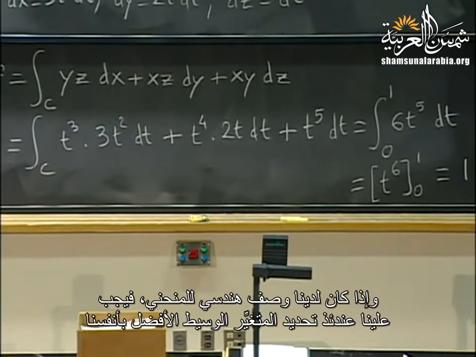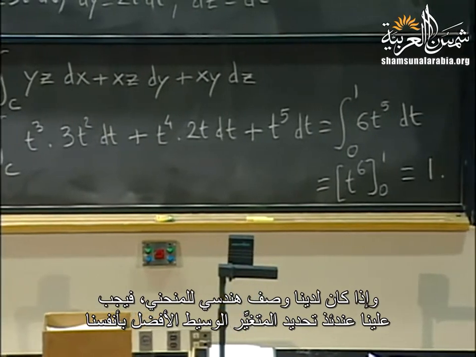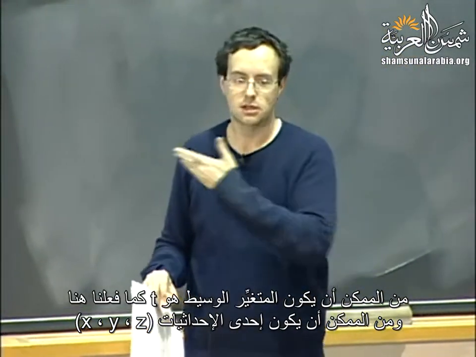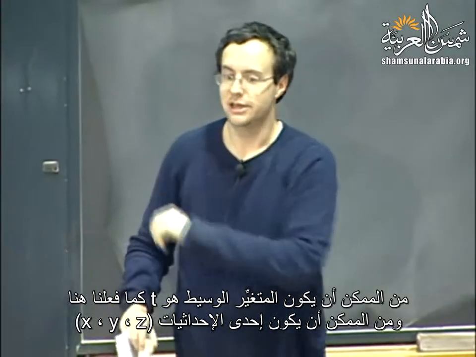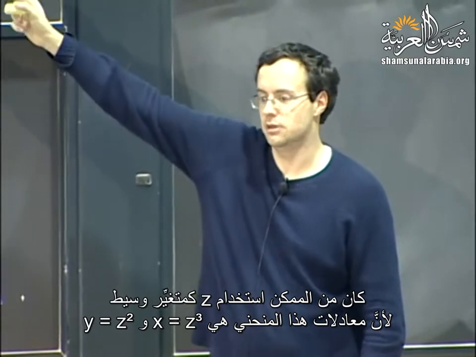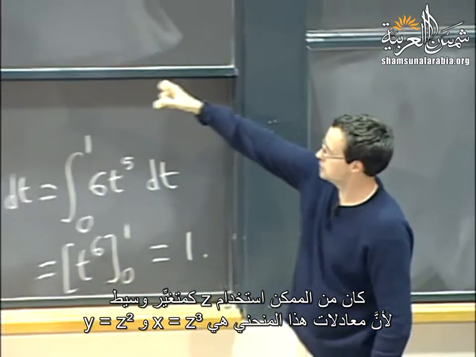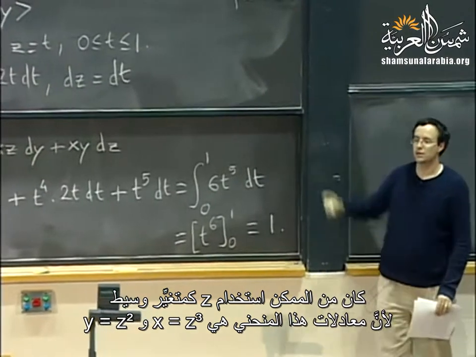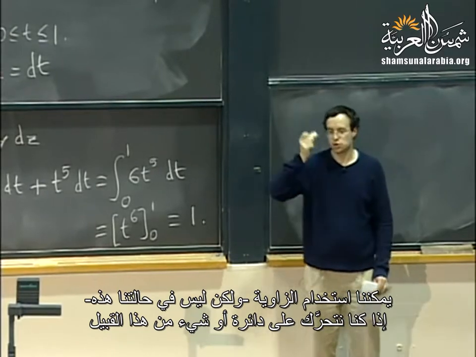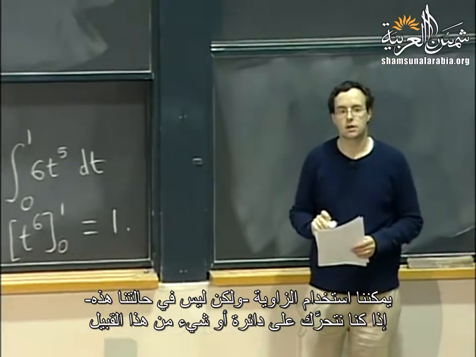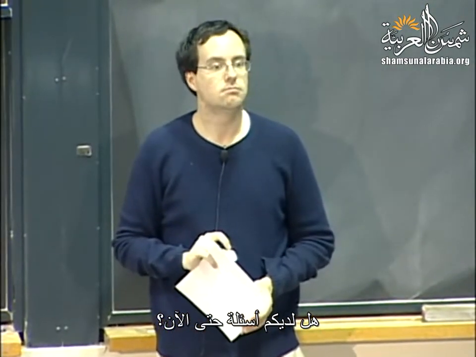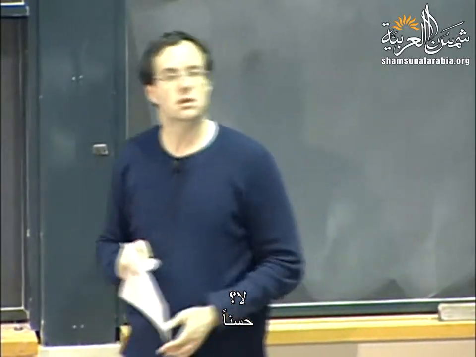And if you're being given a geometric description of a curve, then of course you have to decide for yourself what the best parameter will be. It might be some time parameter t, like here. It might be one of the coordinates. Actually, here we could have used z as our parameter, right? Because in fact, this curve is x equals z cubed and y equals z squared. And we could also have used maybe some angle. Well, not here, but if we had been moving, say, on a circle or something like that. Okay, any questions so far? No? Okay.